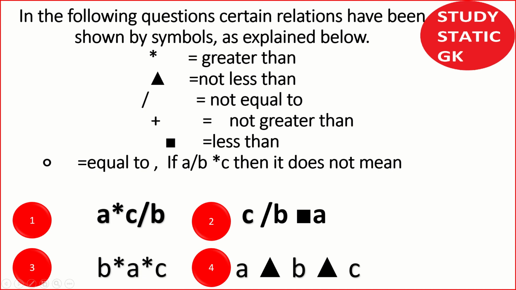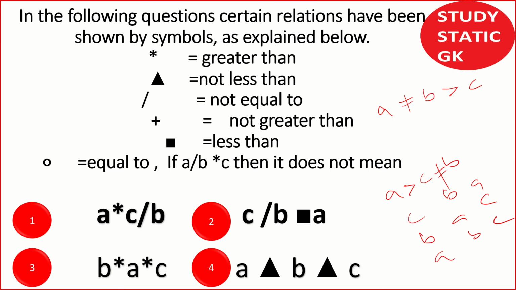The next question. Okay, here we'll write the inequality again. A not equal to B greater than C, right? Again we write the options. A, C; B, C; B, A; B, A, C; A, B, C. Star means greater than, slash means not equal.